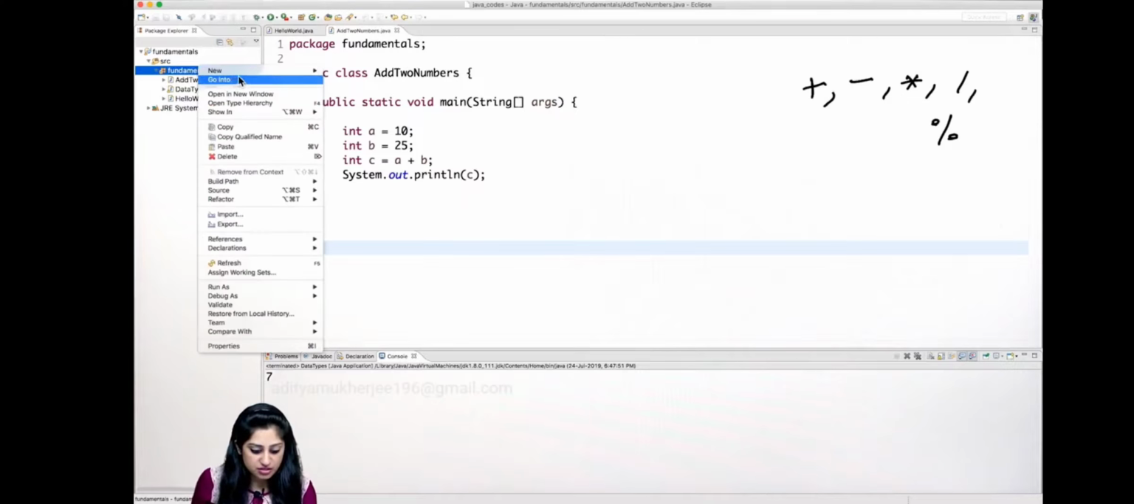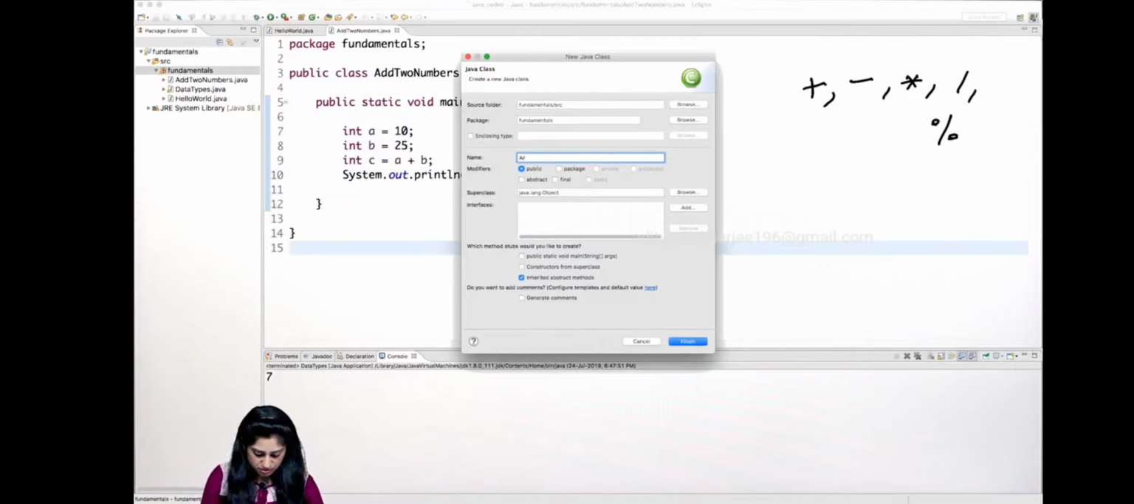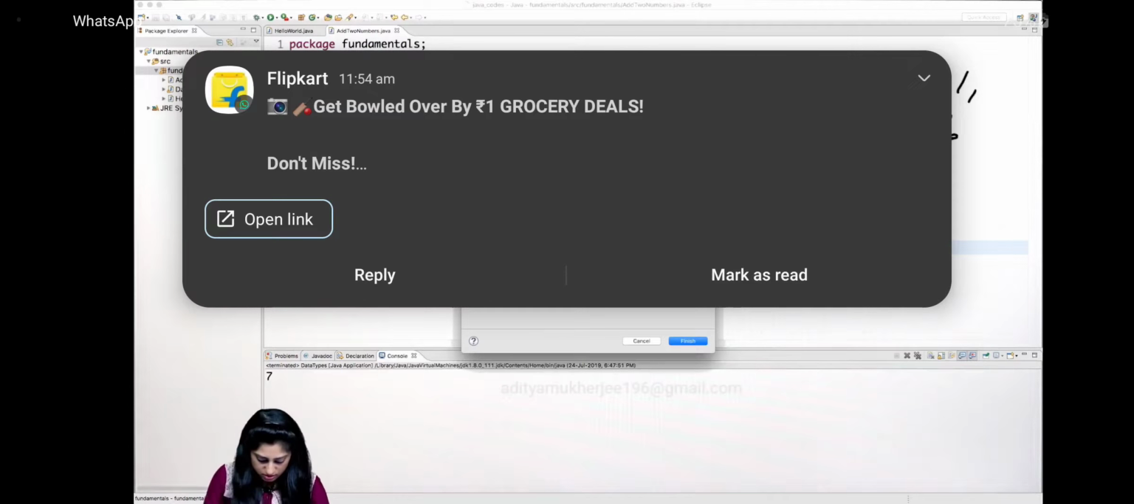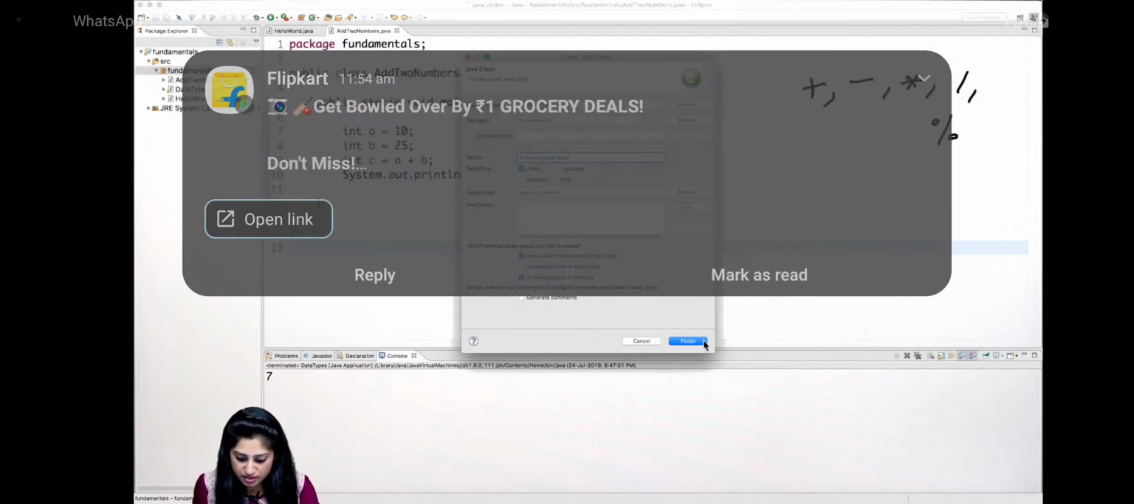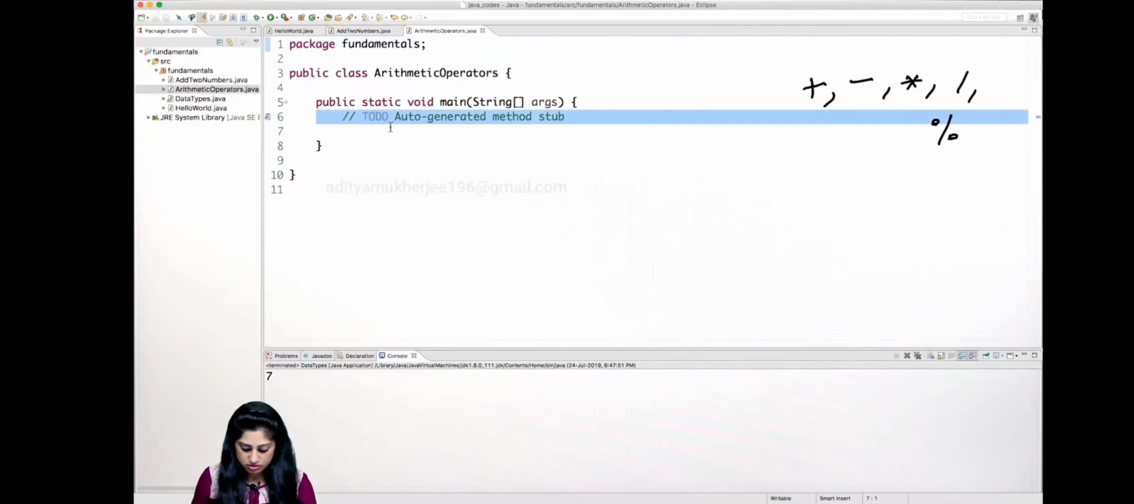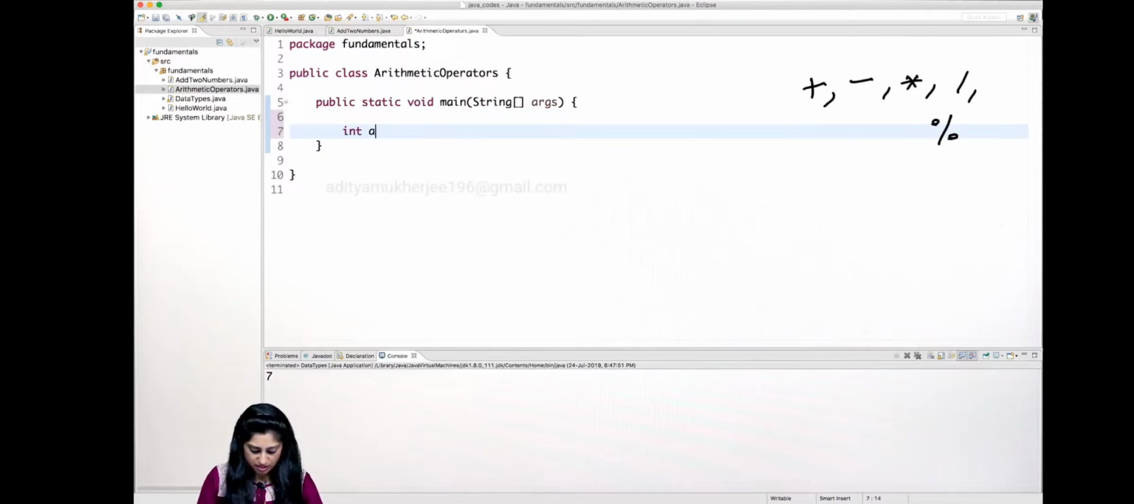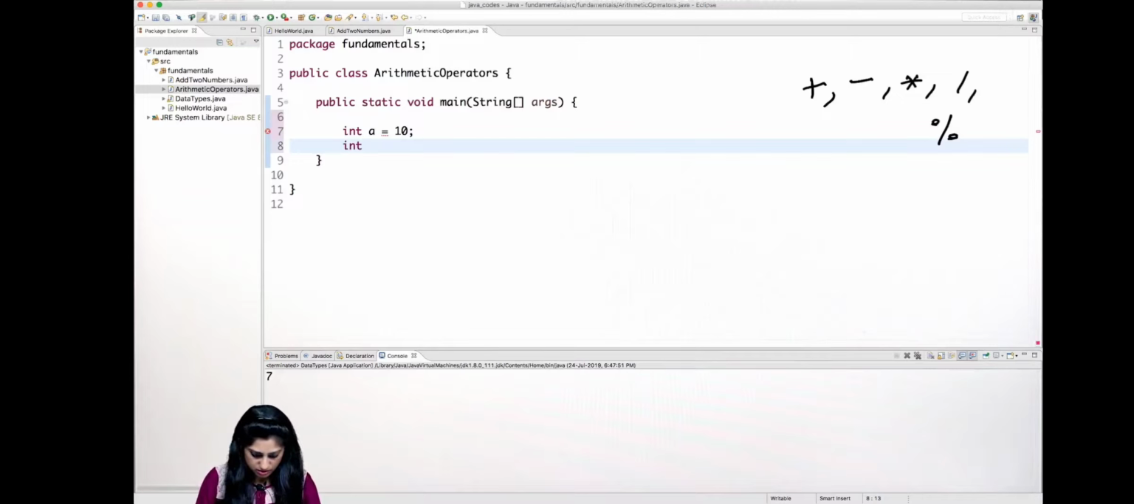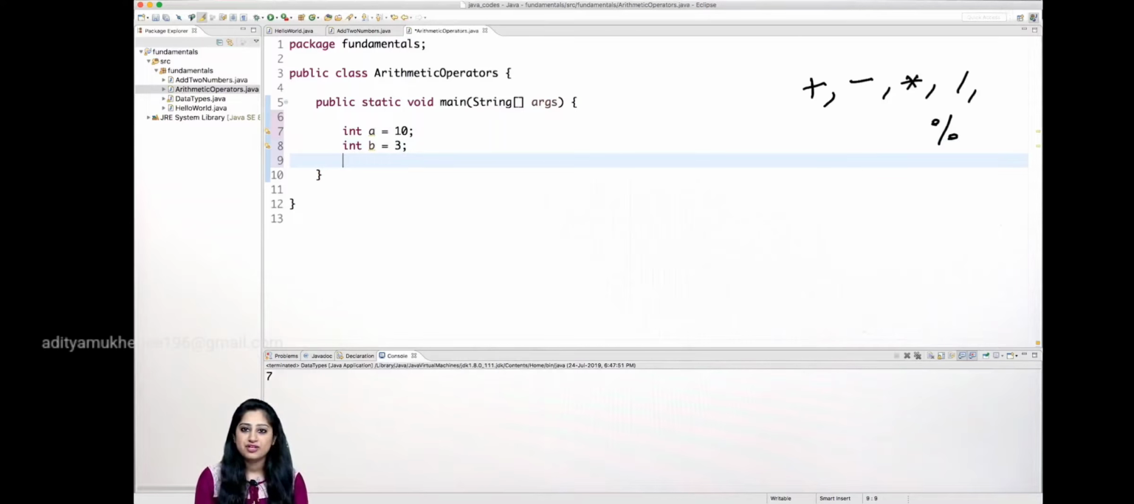Now let me create a new class for arithmetic operators. My bad. Right, and include main, and let's just explore that. So this is what we have. I'll create int A as 10 maybe, and int B as 3, let's say. So this is what we have for now.